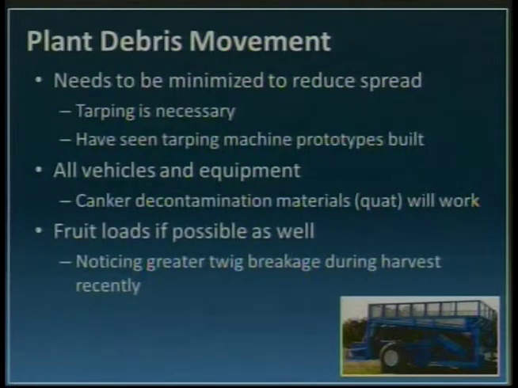And then all vehicles and equipment need to go through decontamination. Quaternary ammonium, just like we have for canker, is still a viable measure. And then it would be ideal if we had fruit loads cleaned before they even got into the truck, so there was less concern of leaf debris flying out of the trucks on the road. We see greater twig breakage now with HLB, as twigs seem to be becoming more brittle, so you're getting more debris within the loads, and that's not good for movement of black spot.